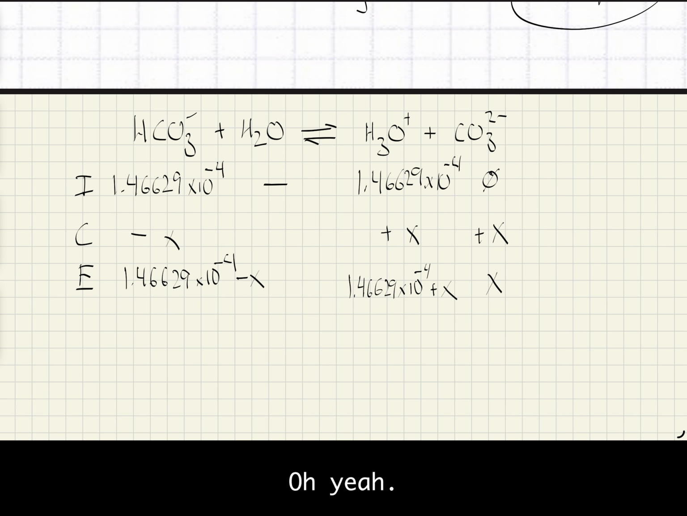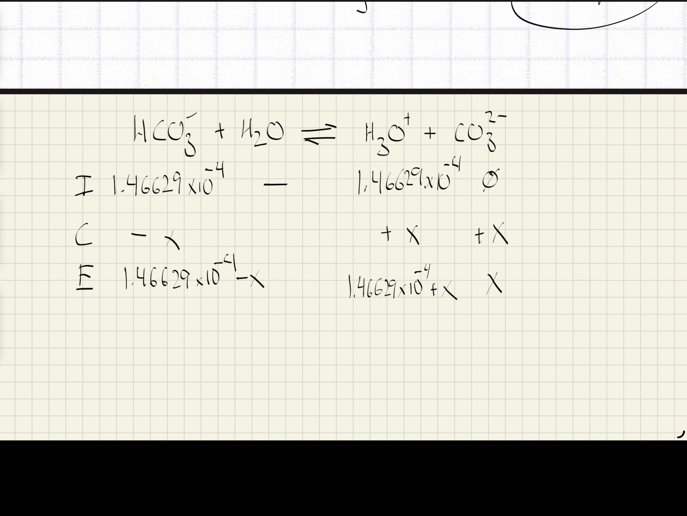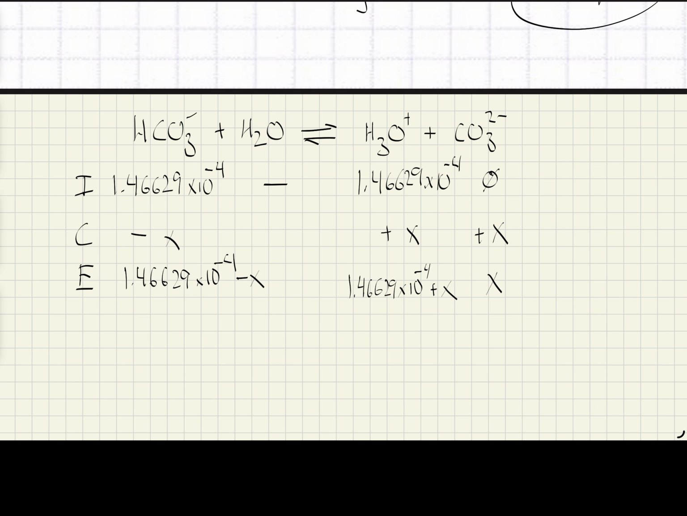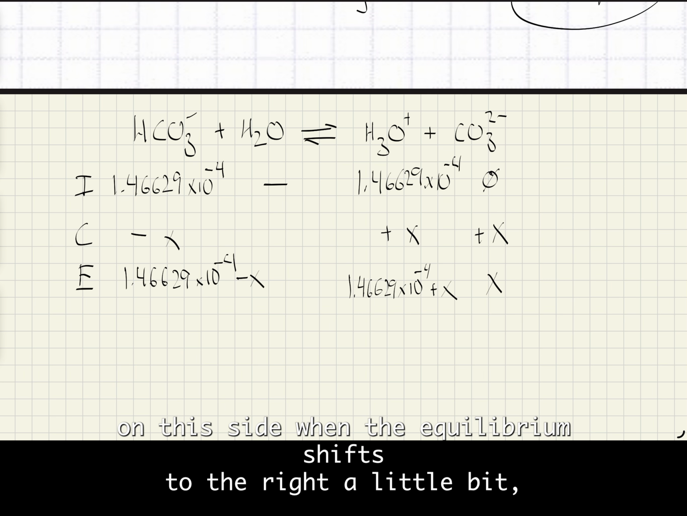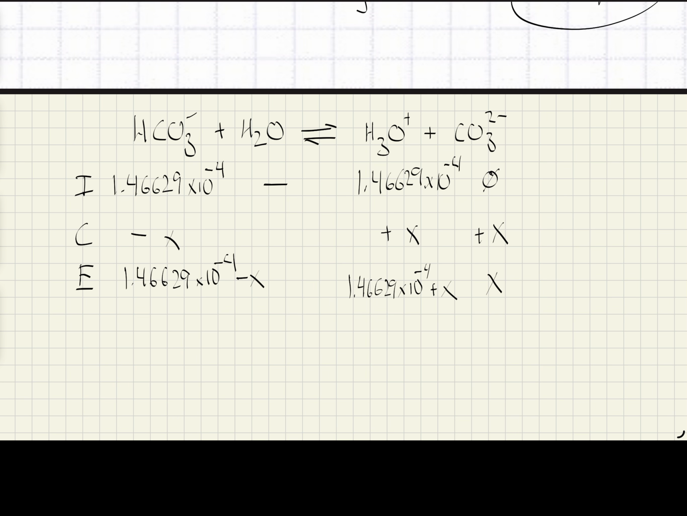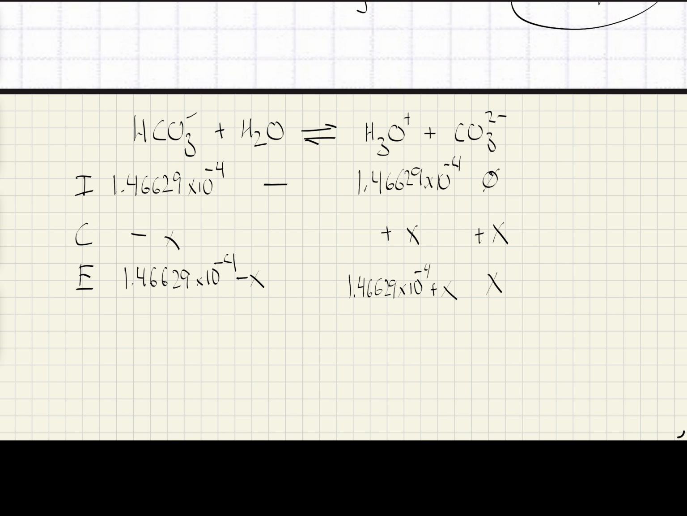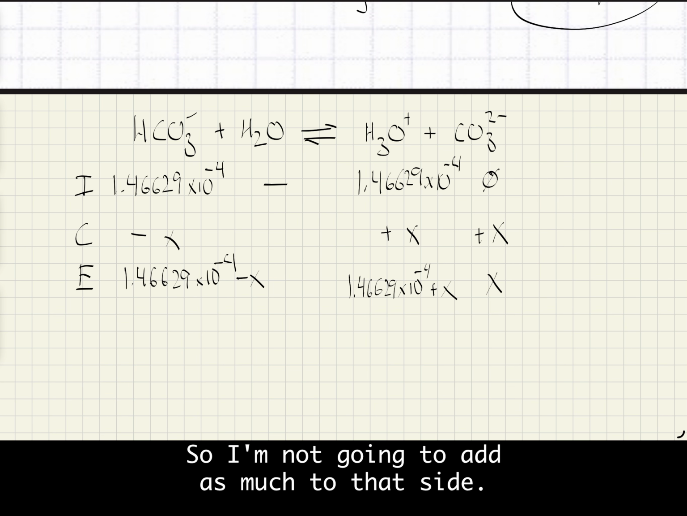I have a question. Oh, yeah. Did you say that H3O plus is going to suppress the HCO3 minus? Just because of Le Chatelier's principle. So initially they're the same value. But because I already have something on this side, when the equilibrium shifts to the right a little bit, which it shifts to the right because this is 0, there's already something here. So it's not going to shift as much as if these were both 0. So that's like the suppressing effect. There's already something there, so I'm adding to a pile that's already got stuff in it. So I'm not going to add as much to that side.